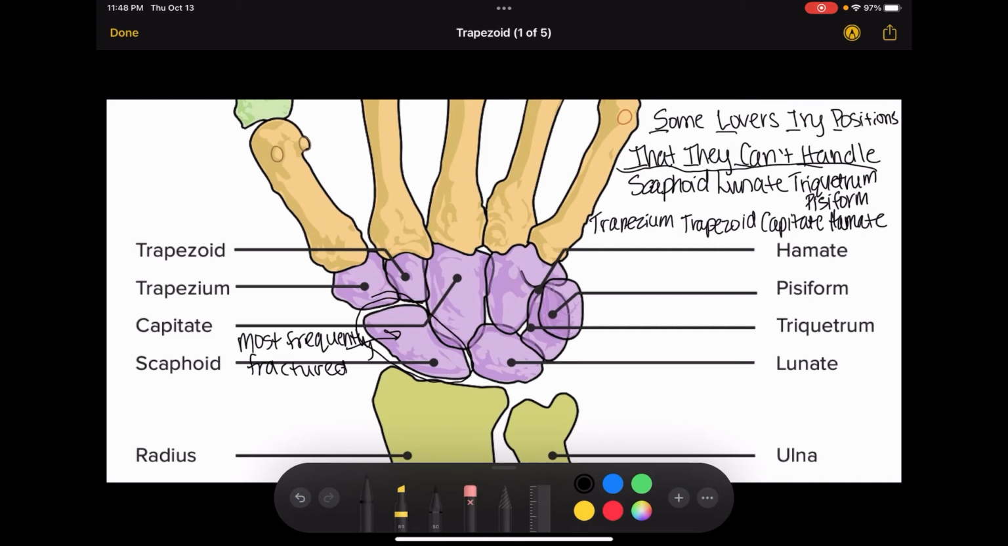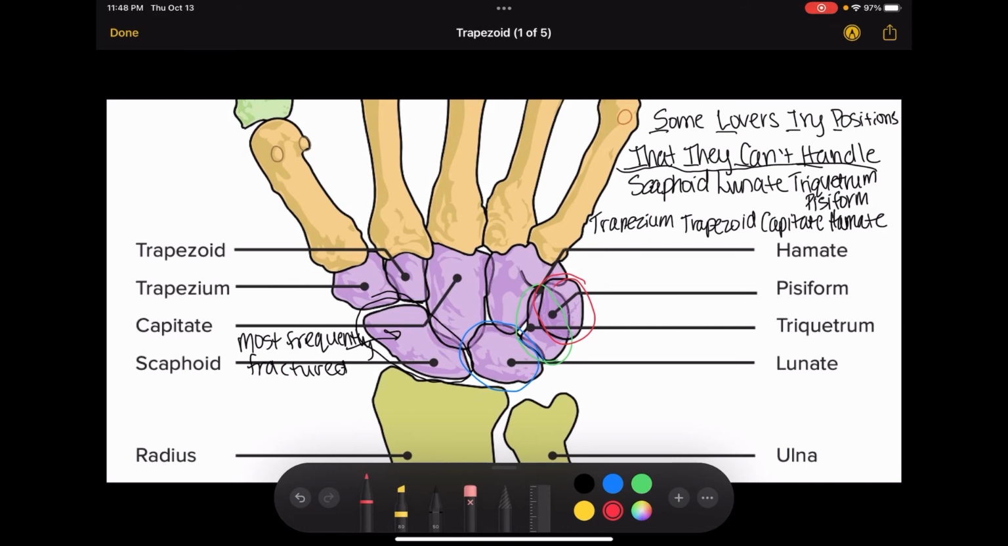This is the lunate. They call it the lunate because it is shaped like a moon. This one right here is the triquetrum. Supposedly it's shaped like a triangle. And then right here is the pisiform. It's shaped like a little pea. It's pea size. It's really cute and small. Sometimes I've actually seen it get dislocated. It's a really weird little bone.